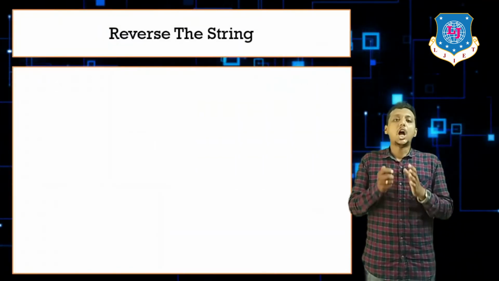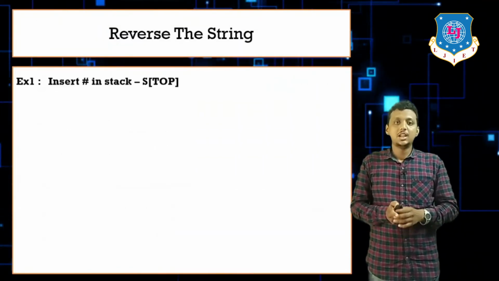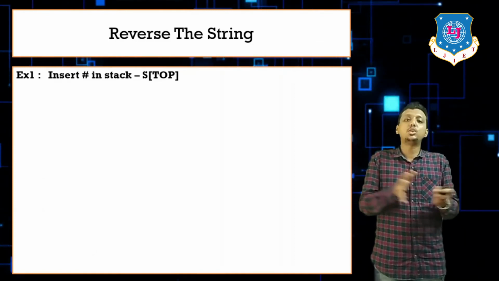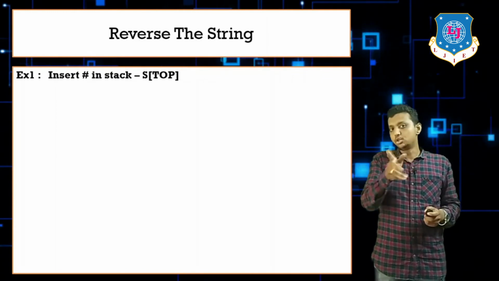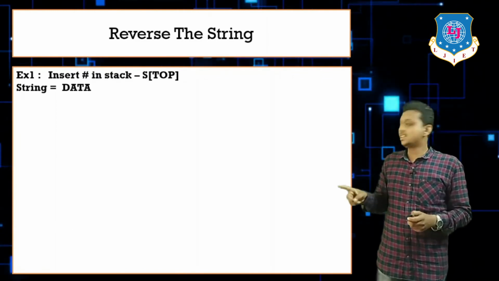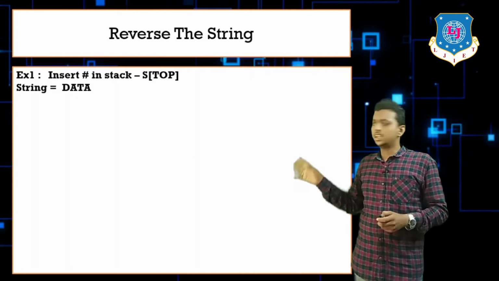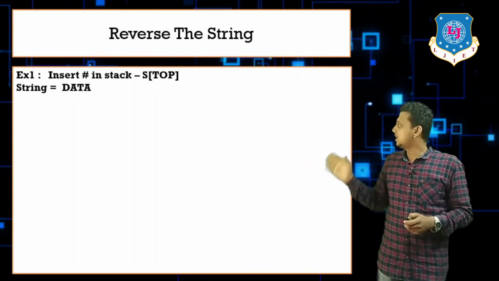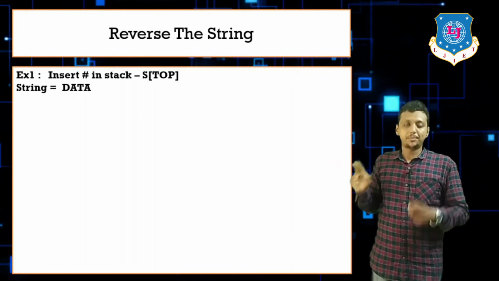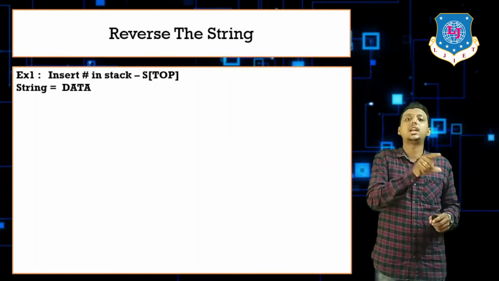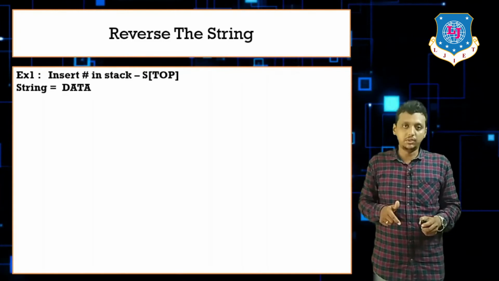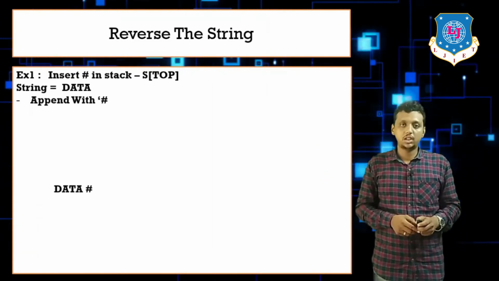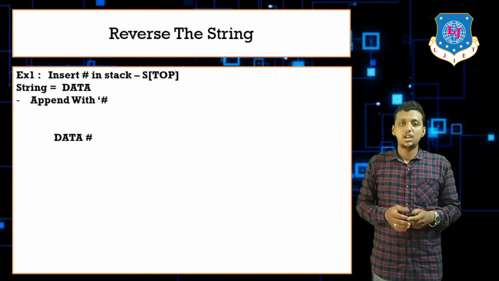Next we have how to reverse the string. Let me show you. See, reversing the string is a little bit similar to decimal to binary. Fine. Let me show you how it is possible. For reversing the string, we are going to initialize our stack with hash, same as the previous one. Then just imagine our string is equal to data. Now, how to reverse it? Let me show you. First append hash at the end of the string. So it goes like this: data hash. Why am I taking hash?